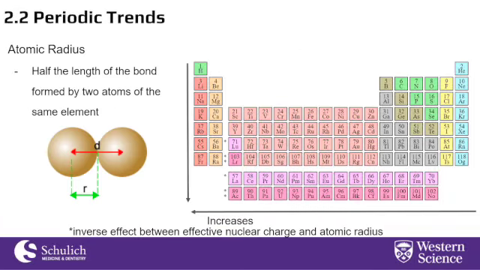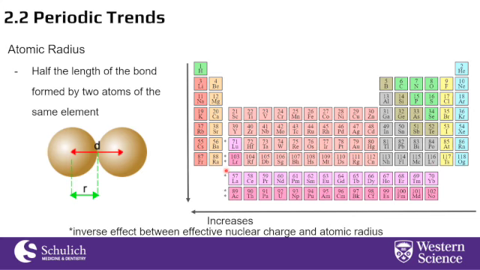The first trend we're going to cover is atomic radius. So atomic radius is defined as half the length of a bond formed between two atoms of the same element, which is really just describing the size. So the trend here is the atomic radius increases going down the periodic table and moving from right to left.